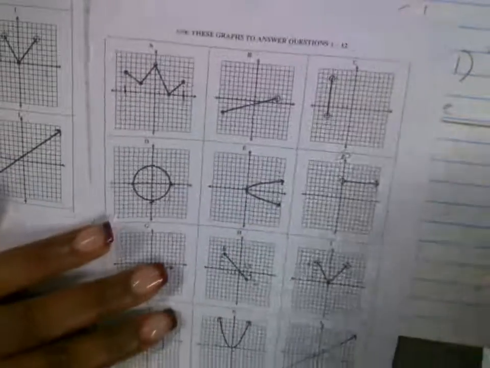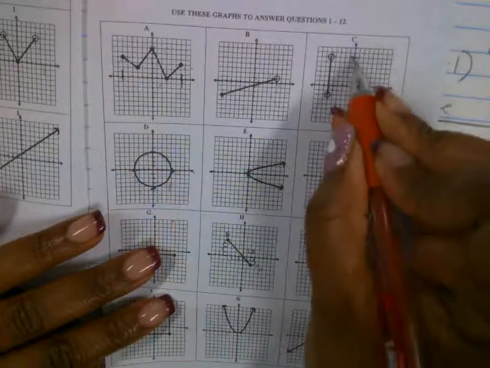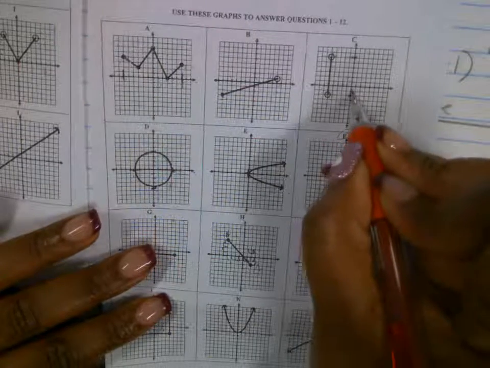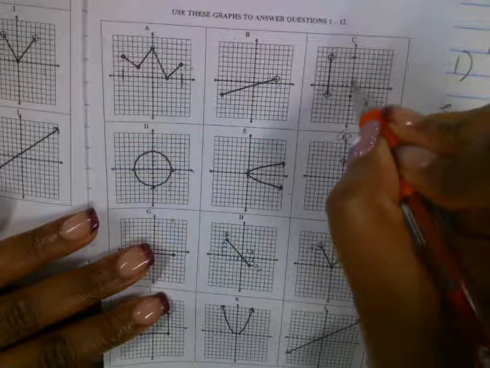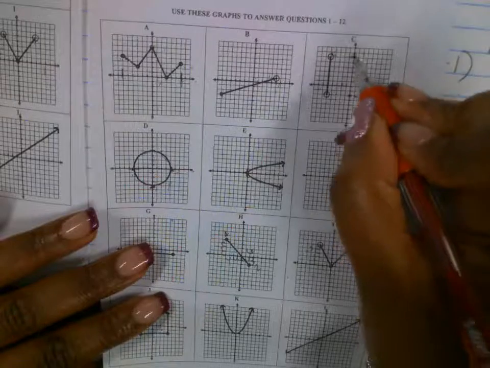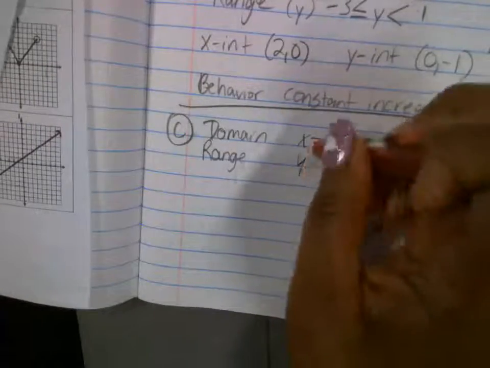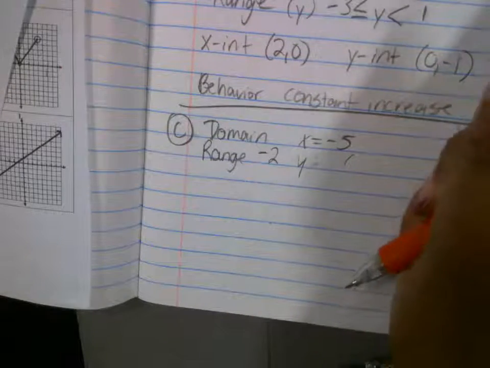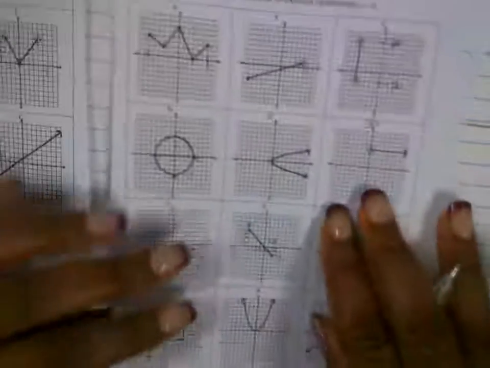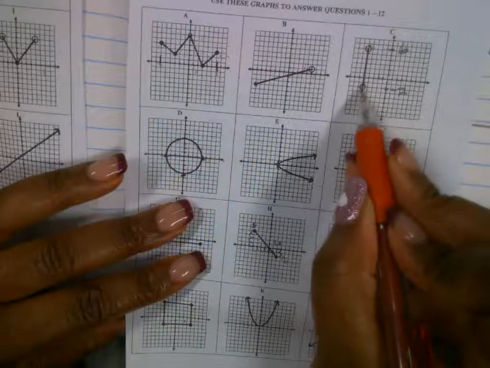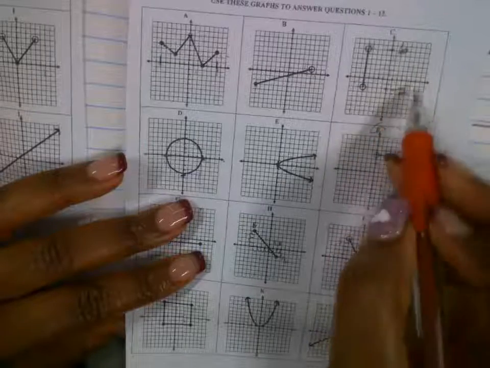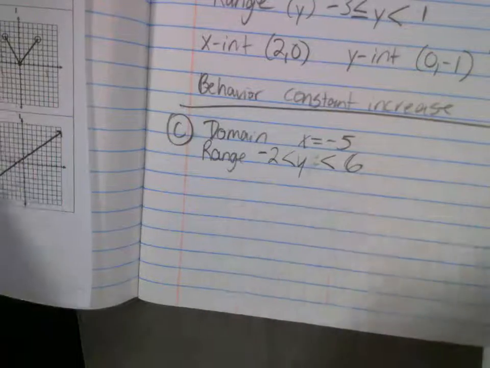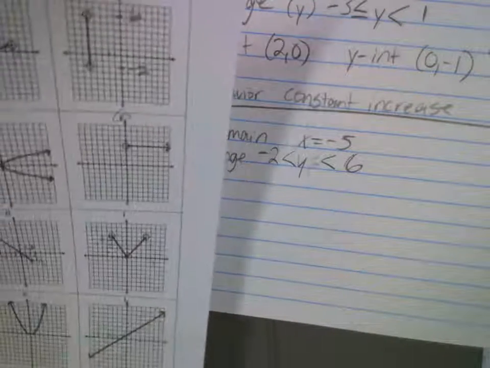Okay? Your range, how tall it is, the height. The height goes from down here to up here. So it's negative 1, 2, and positive 1, 2, 3, 4, 5, 6. So from negative 2 to positive 6. So neither one of these are closed circles, so it's just less than, less than. It's not equal to because those are open circles.